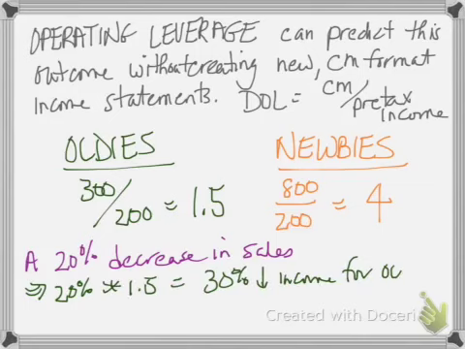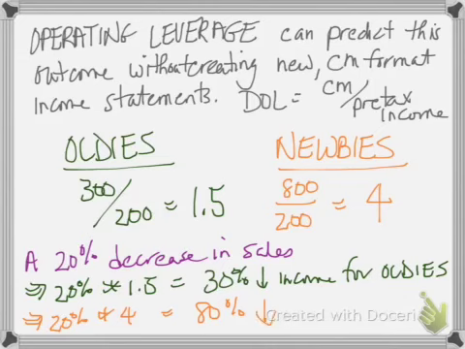You can think of the operating leverage as a multiple. If there's a 20% decrease in sales, we multiply the percentage decrease in sales by the operating leverage to give us a predicted change in net income. So a 20% decrease in sales gets multiplied by the 1.5 operating leverage for Oldies, and that says Oldies should expect to see their income drop by 30%. Even though sales only drop by 20, their net income is going to drop by 30. That's because you aren't eliminating any of your fixed costs, and you can't eliminate any of your fixed costs. And for Newbies, the situation is even more dire. A 20% decrease in sales will have an 80% decrease in income.